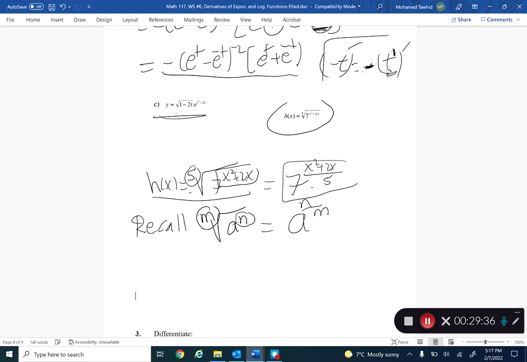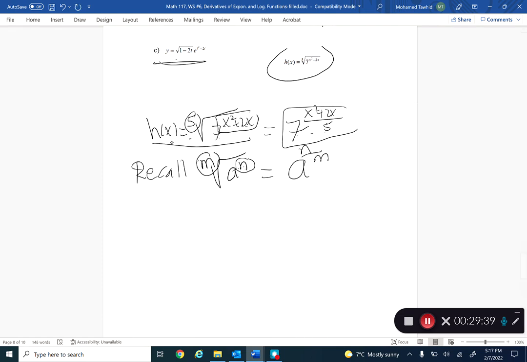Is this one an exponential function? Yes, because you have your base, which is b, and b to the power f. b is what? It is 7. That is my base. So I need to take the derivative of this. The derivative of any exponential: you have 7 to the power x squared plus 2x over 5. I need to take the derivative of this.